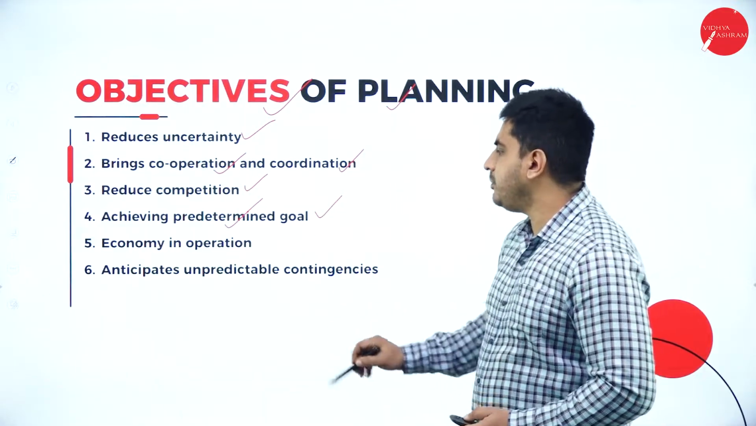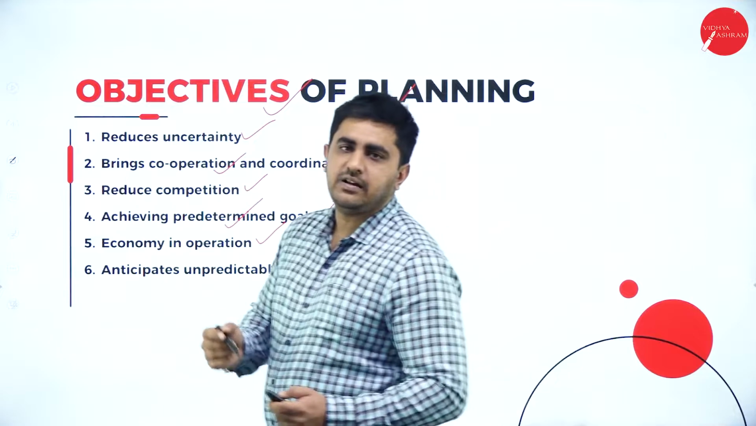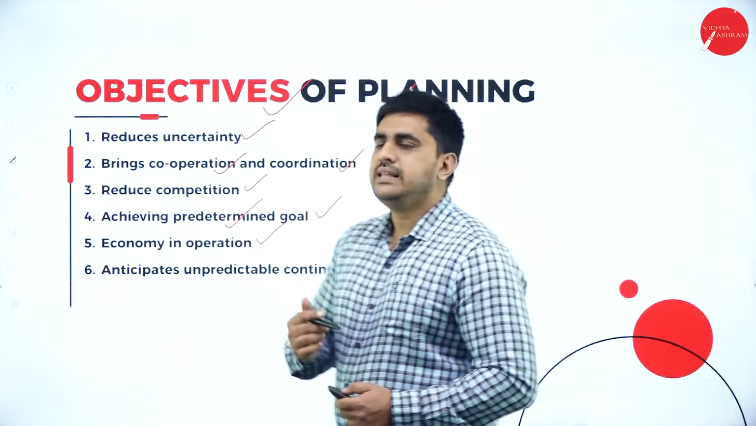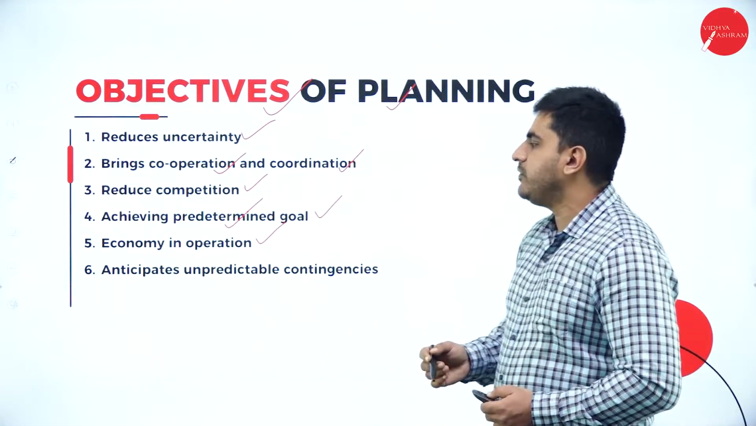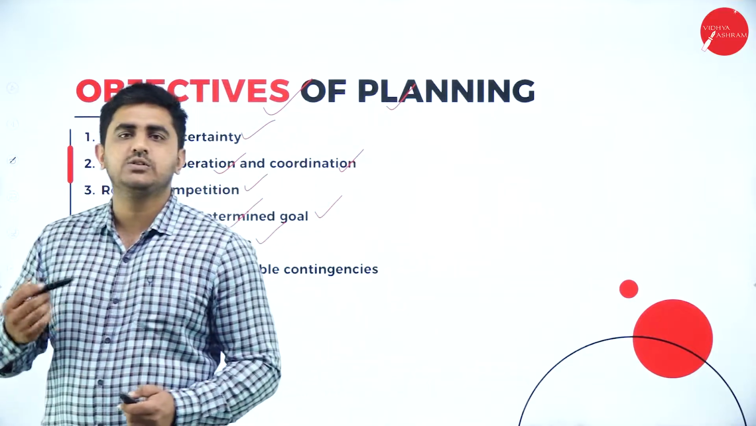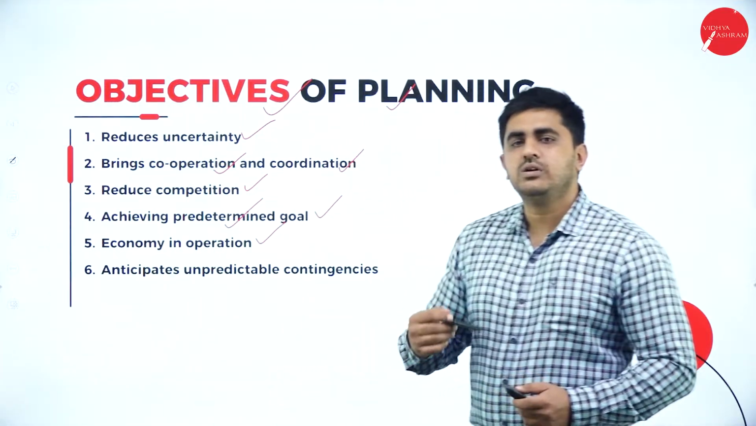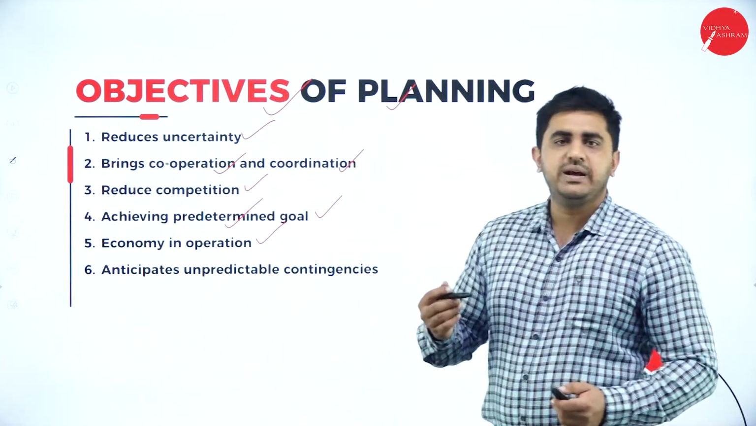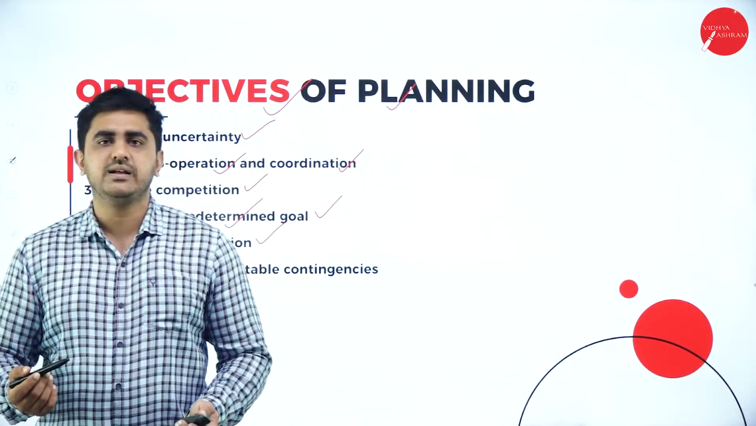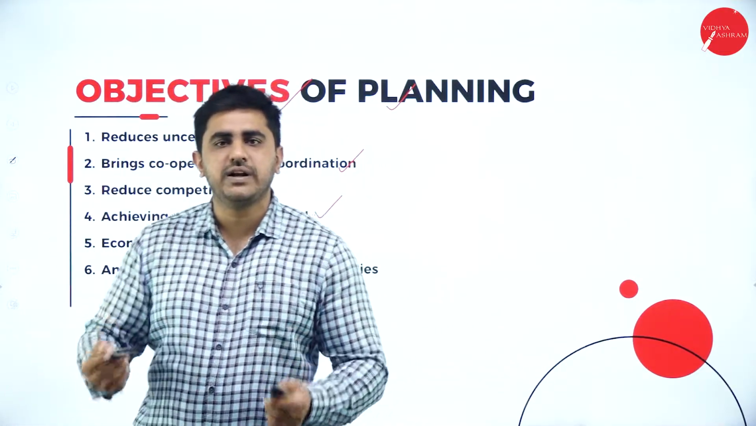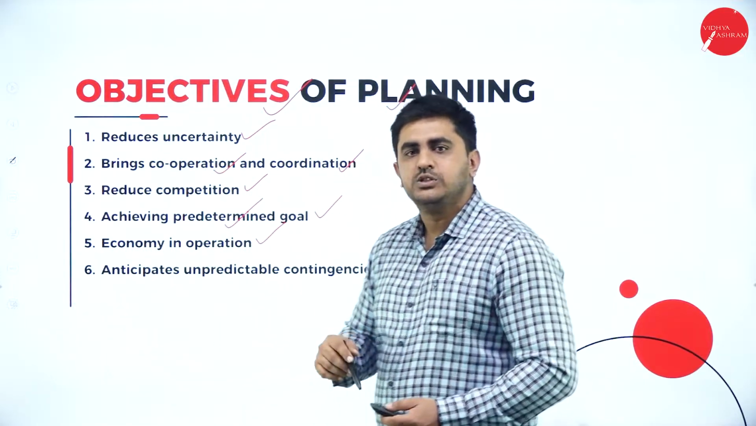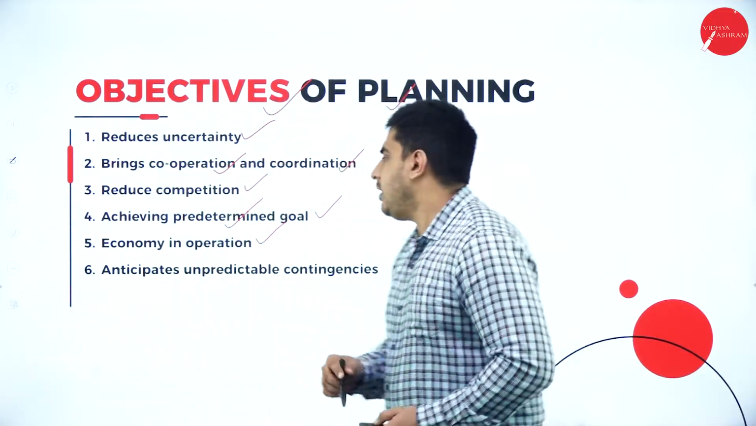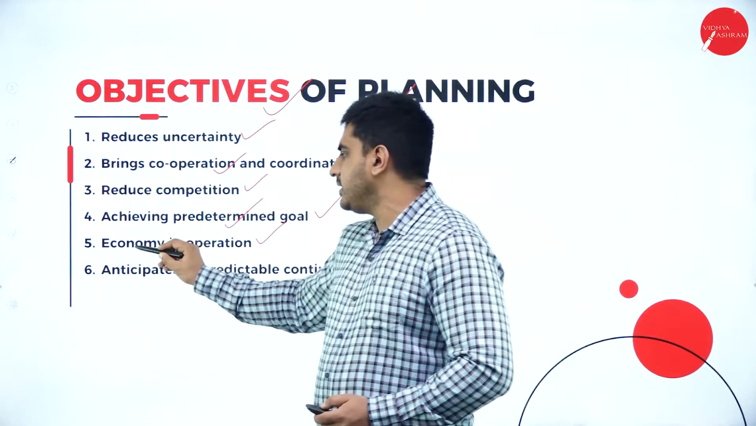Next is economy in operation. So when planning is done well, the basic motto with which a manager comes out with a plan is to see that everything is done in an economic way. There is no wastage of raw materials, there is no wastage of time. There is no wastage of any other kind of equipment, because the main reason is you have given money for raw materials, you are paying wages or salary to the workers. You don't want that money to be wasted. So the main objective of planning is, it ensures that all the activities or operations are carried out in an economic way.